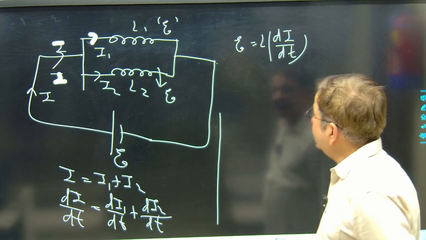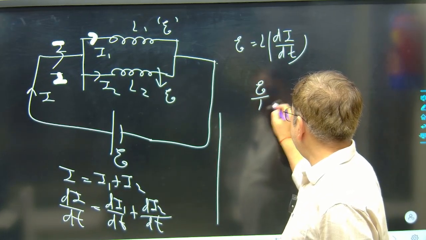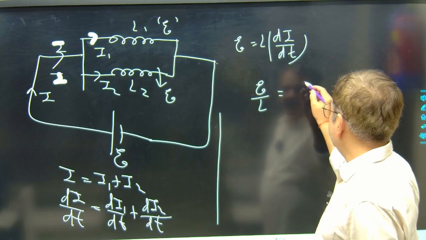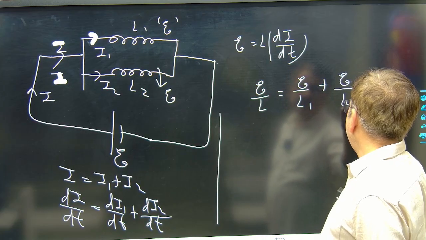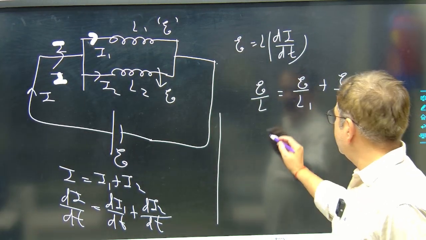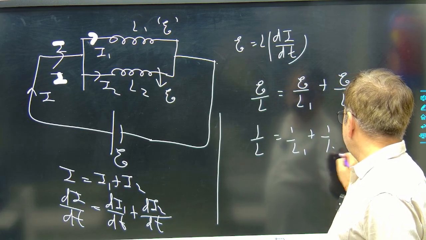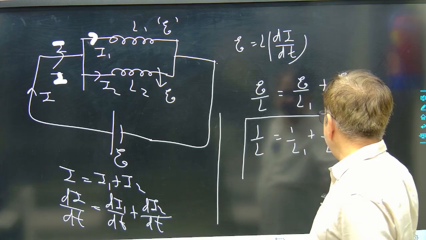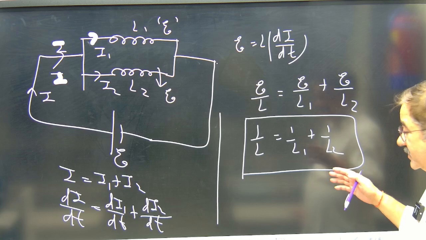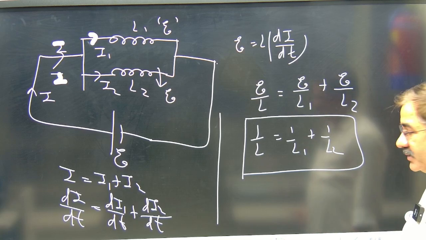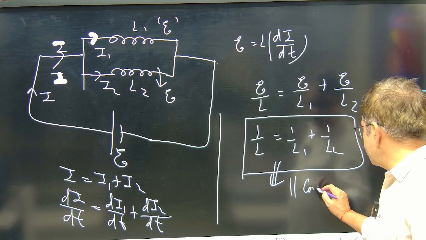Hence, what can I say? di by dt, I will write as E by L, di1 by dt is E upon L1, di2 by dt is E upon L2. This expression I can write from here. Further, E is common, so I will say 1 by L is equal to 1 by L1 plus 1 by L2. So net inductance in parallel combination is following the same pattern as that of resistors. No? So this is for parallel combination of inductors.